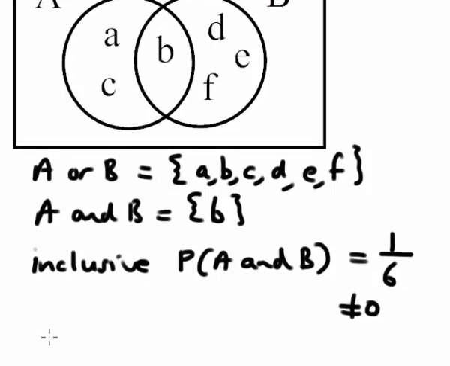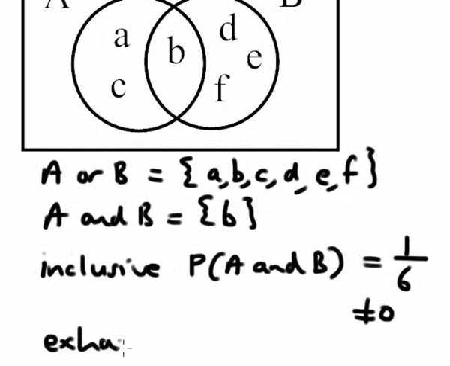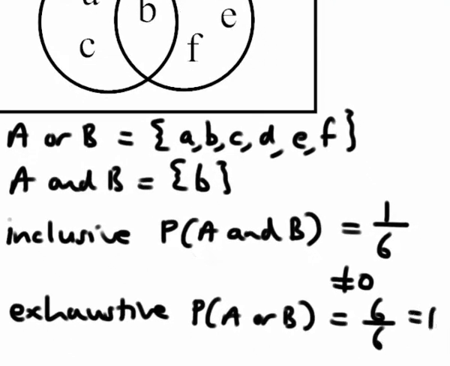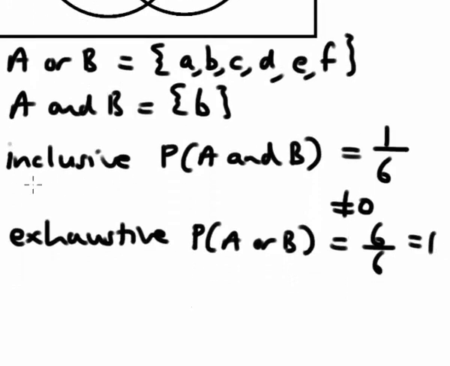Then what about exhaustive? Definitely all the elements of the sample space, all 6 letters, are contained in the 2 circles. So the probability of A or B would be 6 out of the 6, which of course is 1. Again, exhaustive has to do with the probability of A or B being equal to 1.